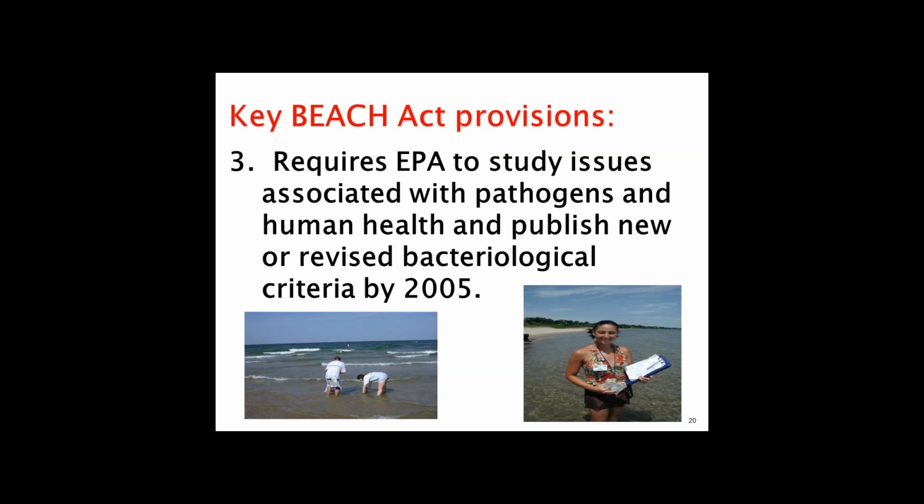EPA also conducted workshops. They invited a number of international experts to find out what types of studies would be needed to put into the recreational criteria development. And EPA developed a critical path science plan based on that information. And after conducting a number of studies, EPA published the revised recreational water quality criteria in November of 2012.